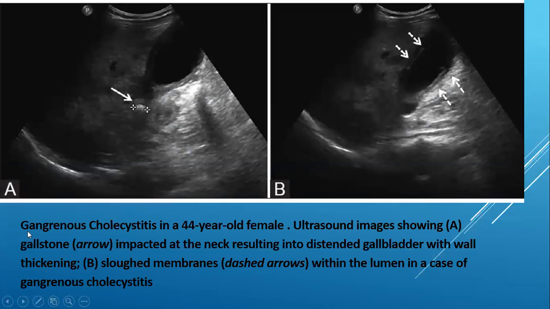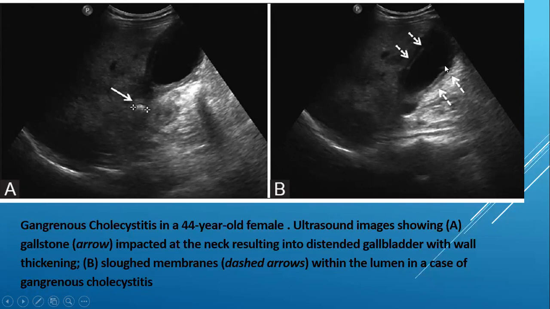Here we see ultrasound imaging of gangrenous cholecystitis in a 44-year-old female. Ultrasound imaging showing gallstone impacted at the neck resulting in distended gallbladder with wall thickening and sloughed membrane within the lumen in a case of gangrenous cholecystitis. This is the gallstone impacted at the neck, and here we have the sloughed membrane.